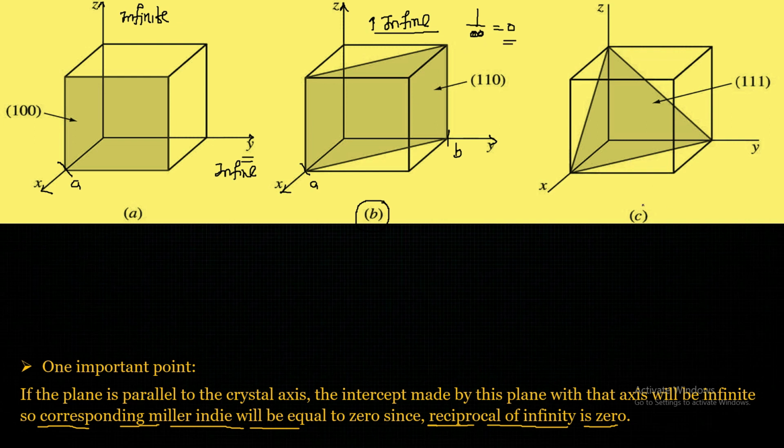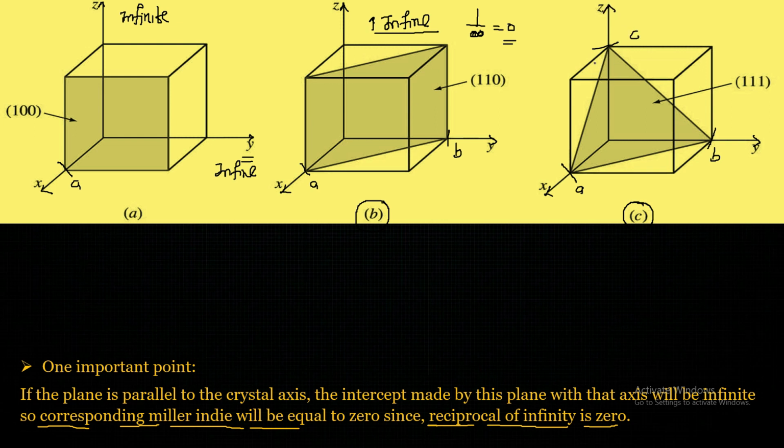Again we will discuss figure C. In the case of figure C, the colored plane cuts along the x-axis, y-axis, and z-axis, meaning it cuts at a along the x-axis, at b along the y-axis, and at c along the z-axis.